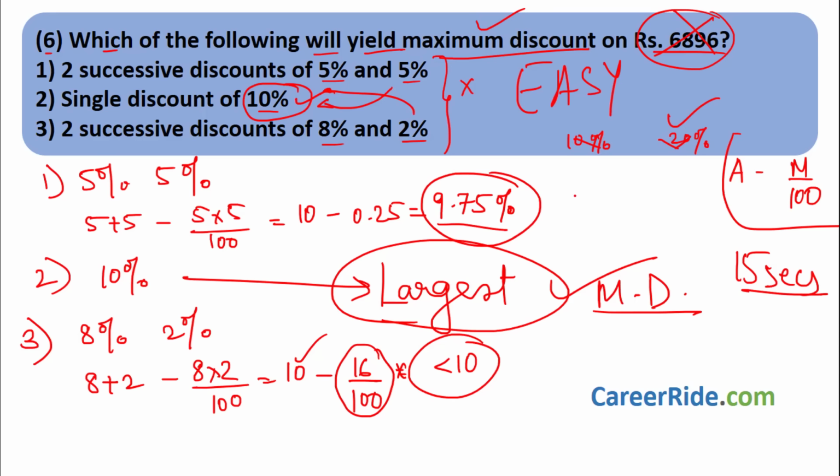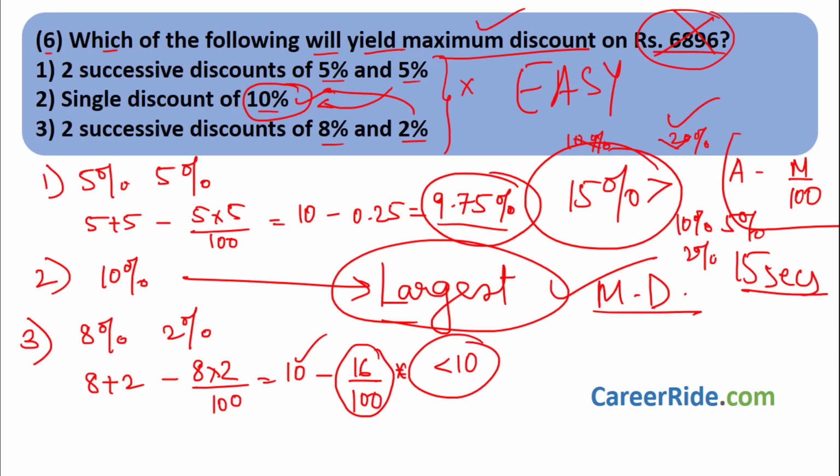For example, let us say a discount is given of say 15%, a single discount of 15%. This will always be greater than successive discounts of 10% and 5%, or say take any values 2% and 13%. The addition of 10 and 5 is 15, and 2 and 13 is 15. So the greater one is nothing but the single equivalent discount of 15%.